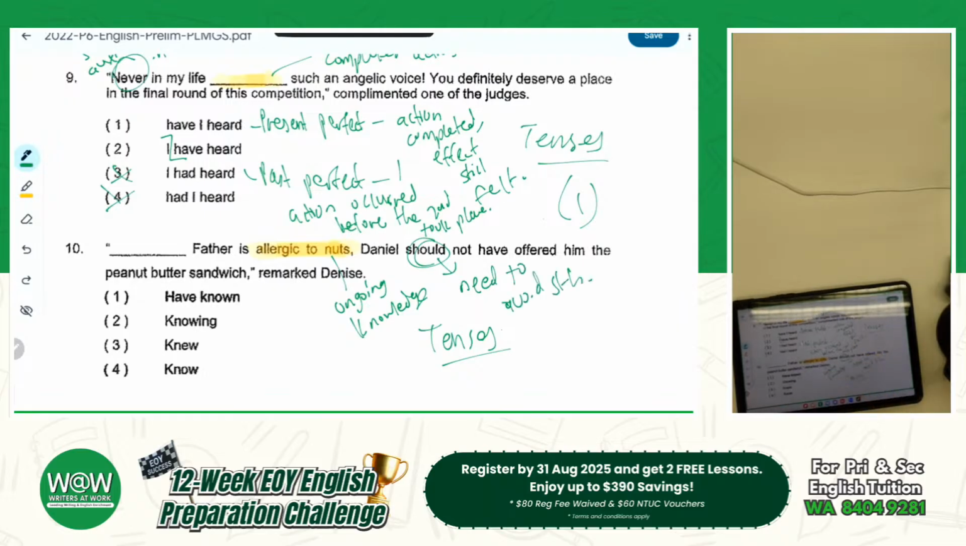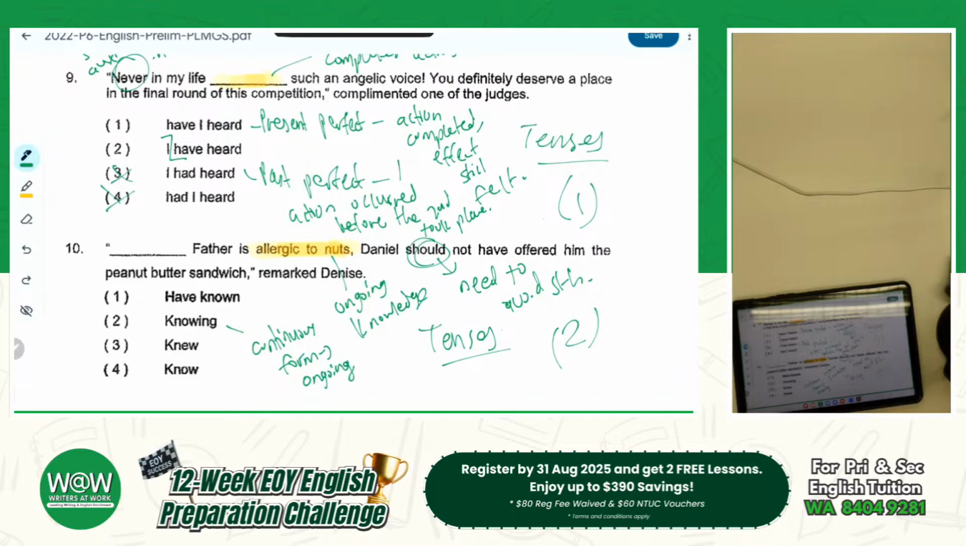Okay, so with this idea in mind, our answer would be number 2. Because knowing here is in the continuous form. So in other words, something is ongoing, which is the knowledge. Okay. Now we have a few other options.